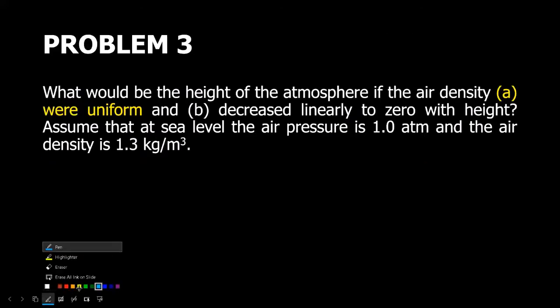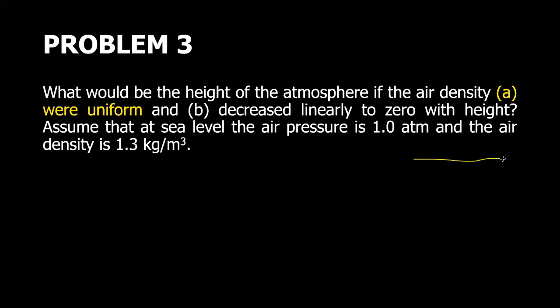So for the first problem, or the third problem of this lecture, what would be the height of the atmosphere if the air density were uniform and decreased linearly to zero with height? So let's assume that at sea level, air pressure is 1 atmosphere. And the air density is 1.3 kilogram per cubic meter. So, ang letter A muna sasabihin natin what if it's uniform. So, we do take note kanina that uniform density, it means to say that uniform density.